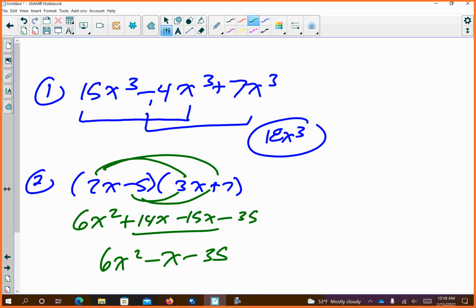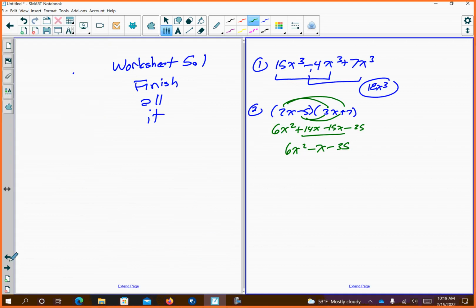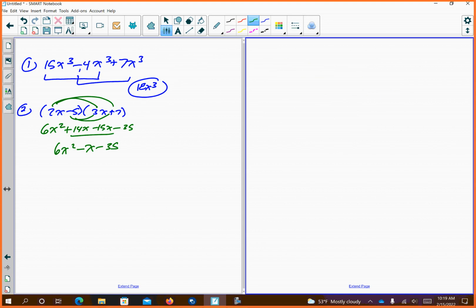Okay, let's just do this. We're going to go to View. We're going to do dual display on. So we'll do that so you can see the problems that we had done.